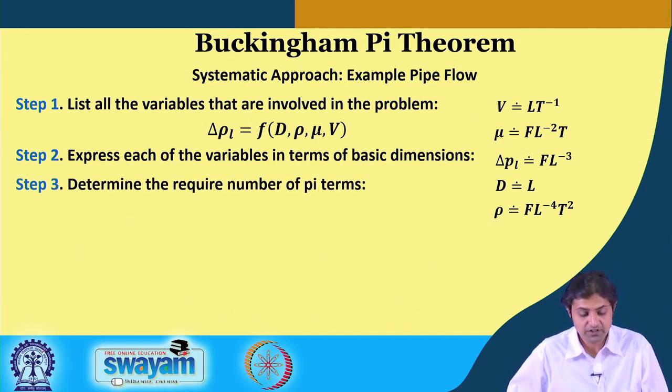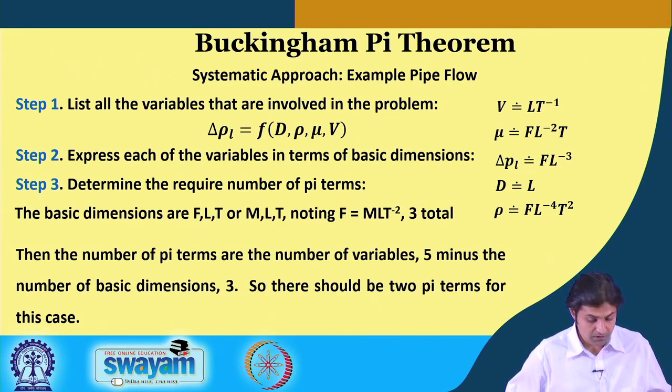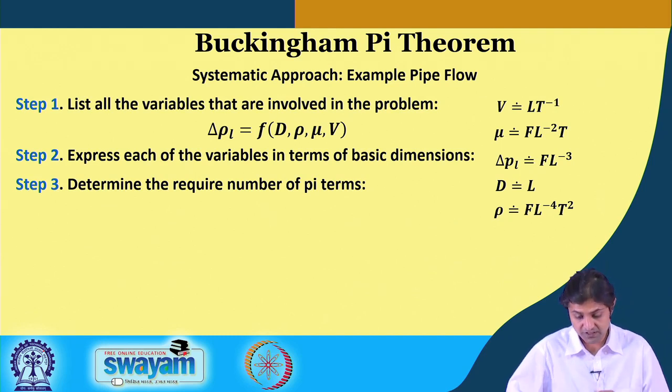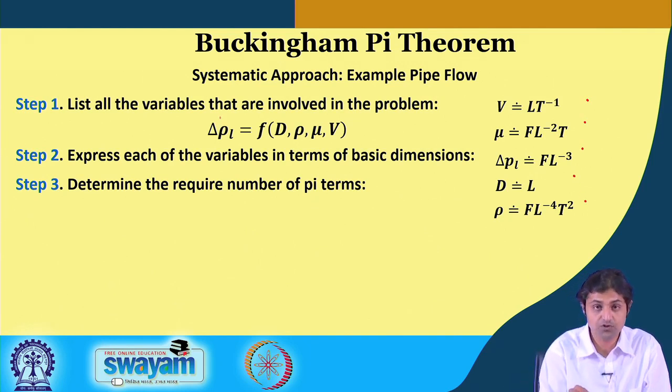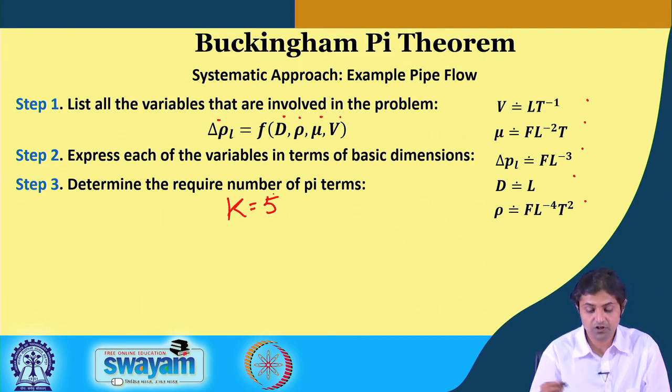After that, we have to determine the unique number of pi terms. How? I am going to tell you now. First, we have to know what is k. k is the total number of variables. So, in our case 1, 2, 3, 4, 5, or we can count here as well 1, 2, 3, 4, 5. So, k was 5, and what are the minimum number of reference dimensions that are there?